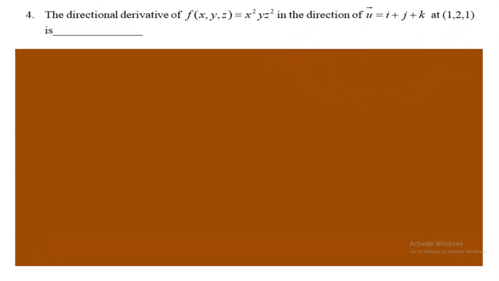Okay, dear students, now comes question number 4. The directional derivative of the function x squared y z squared in the direction of u = i + j + k at (1, 2, 1) is blank. So here you need to recall the concept of the directional derivative. Let me show you how I'm going to do this.